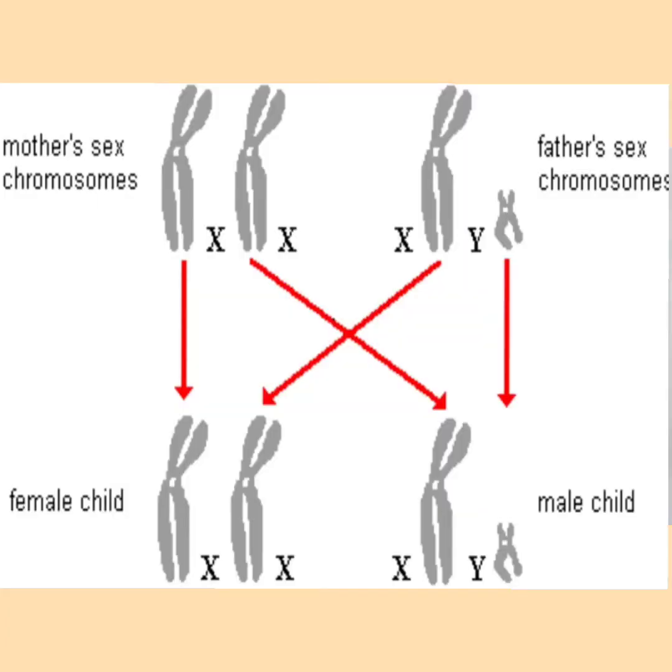When you take the mother, she has two X chromosomes and the father has one X chromosome and one Y chromosome. The female child inherits one X chromosome from the mother and one X chromosome from the father. The male child inherits one X chromosome from the mother and one Y chromosome from the father.